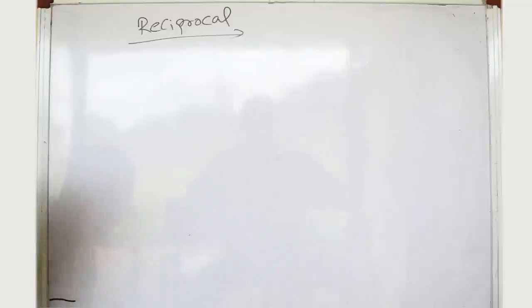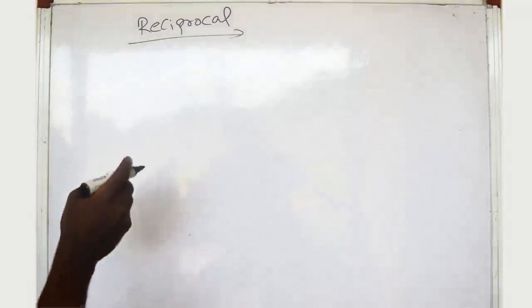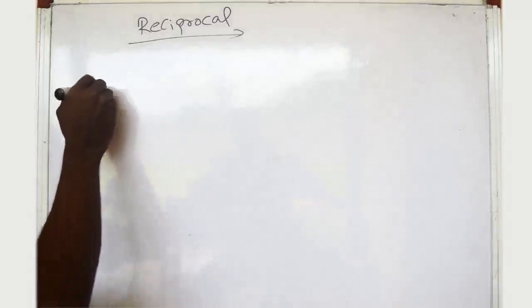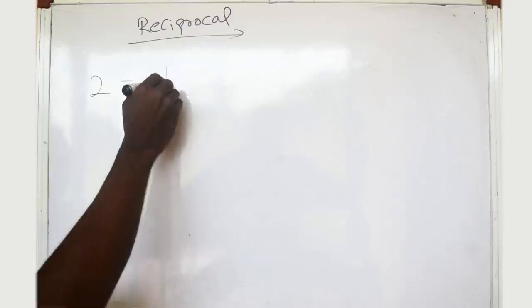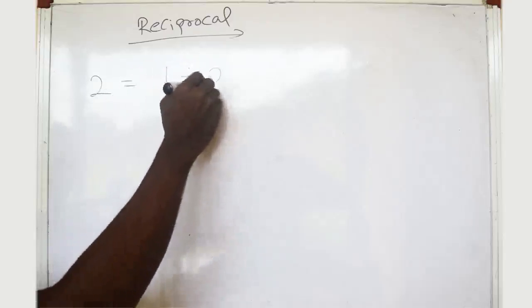Okay, this is in continuation of laws of indices. This one has to do with the law of reciprocal. In the law of reciprocal, you know that reciprocal means inverse. For instance, if I ask what is the reciprocal of 2, the first thing you write is 1 divided by this number, which is 2.